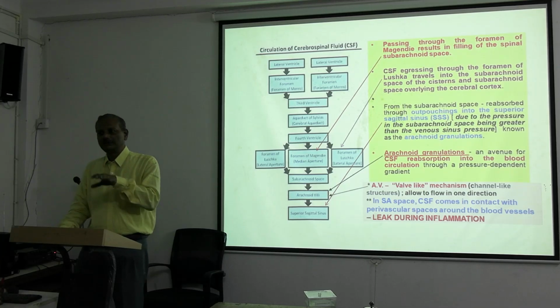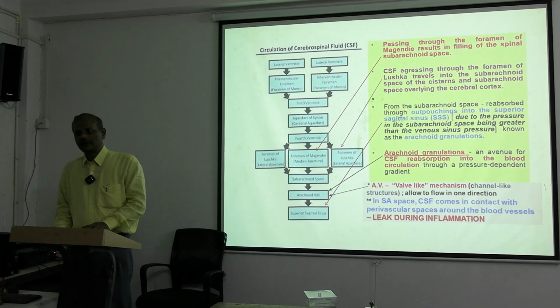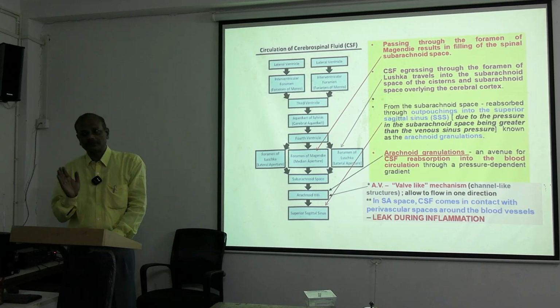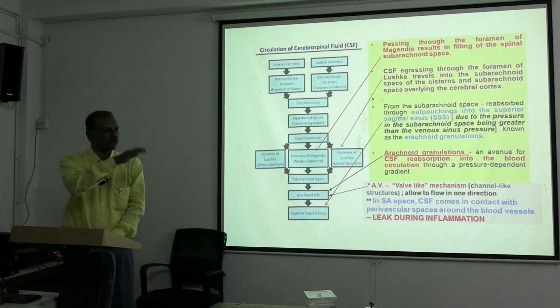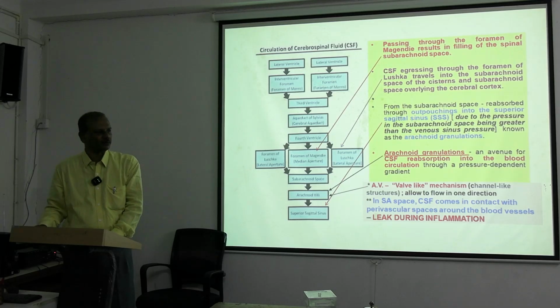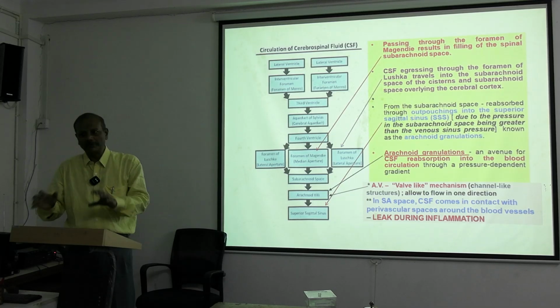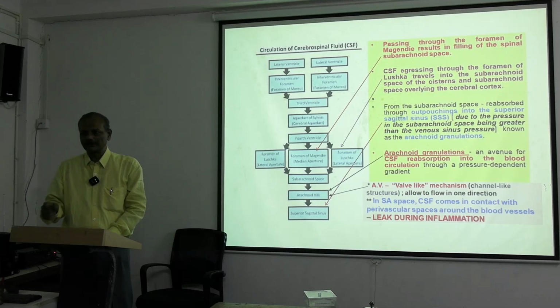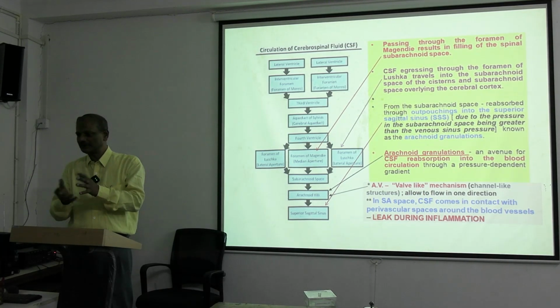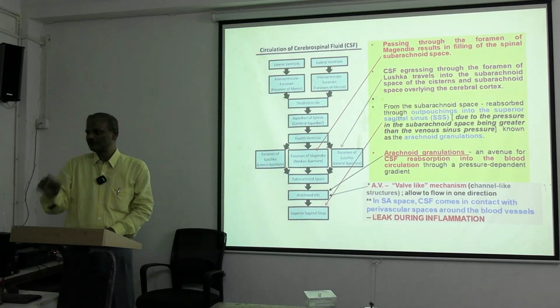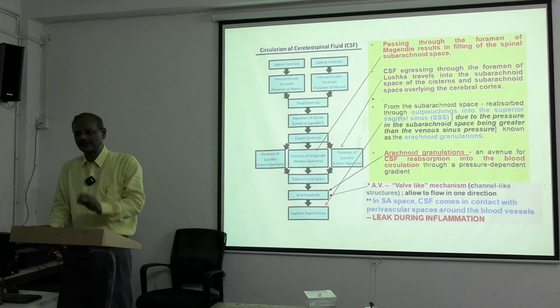Why? Because if there is no valve-like mechanism, then blood will pass and enter into the CSF. So basically, because of the pressure gradient, CSF goes from the subarachnoid space to the venous side and not the reverse way. Do you understand? Otherwise, there will be mixture of cerebrospinal fluid with the blood, just like in the glomerulus. If there is no Bowman's capsule, then if that is destroyed, the urine will get mixed into the blood, something like that.